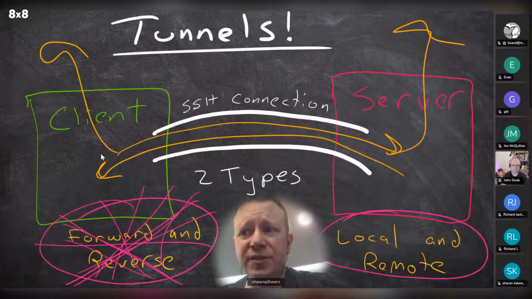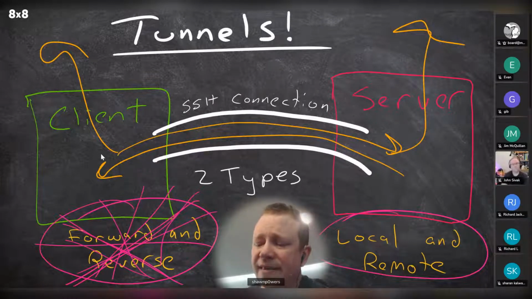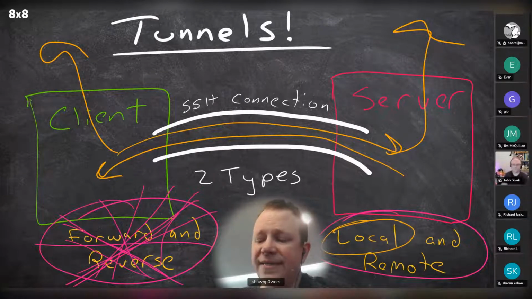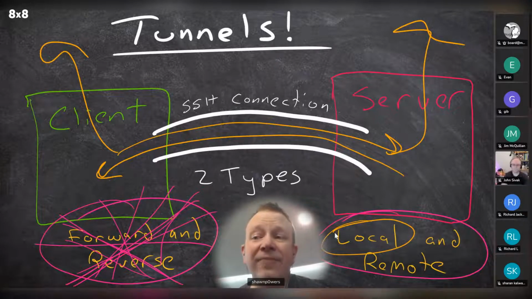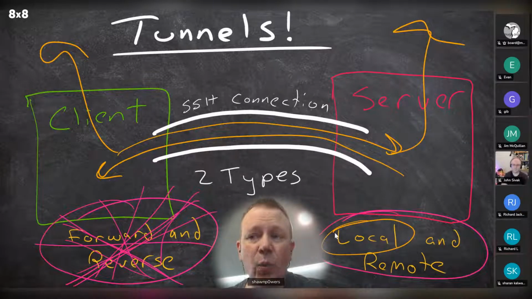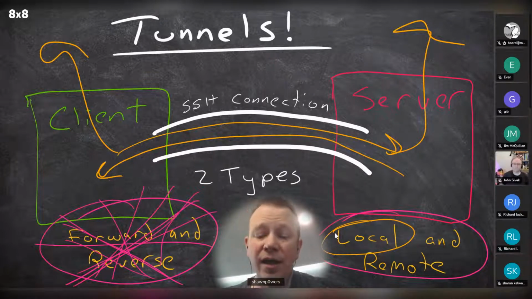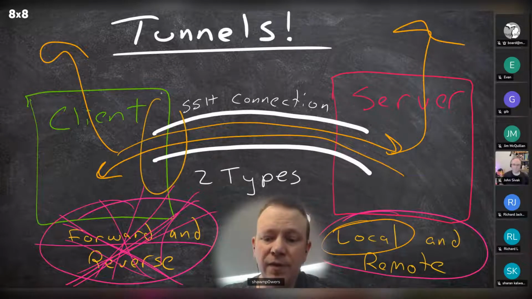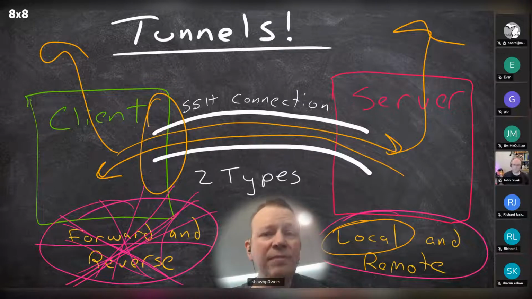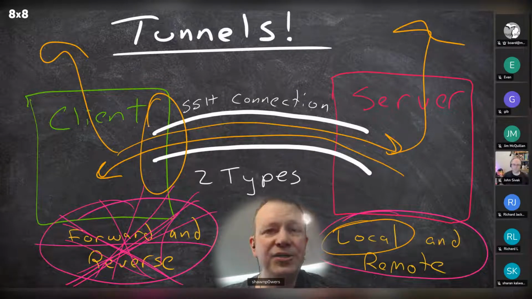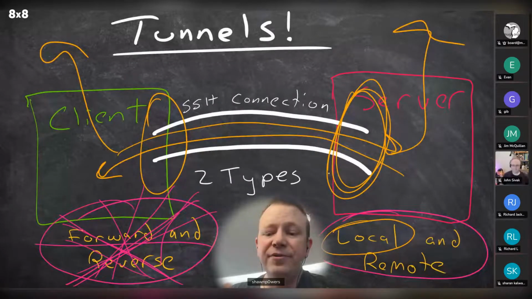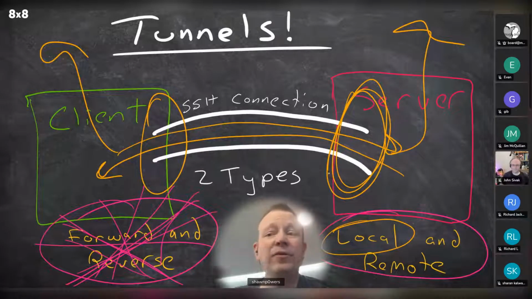The local and remote. And the reason that I like calling them local and remote is you define the tunnels by which end of the tunnel you connect to. So if we set up a local tunnel, we're going to connect to our local computer. If we set up a remote tunnel, the connection is going to be available on the remote side of the tunnel. So it always refers to where you connect to the tunnel.